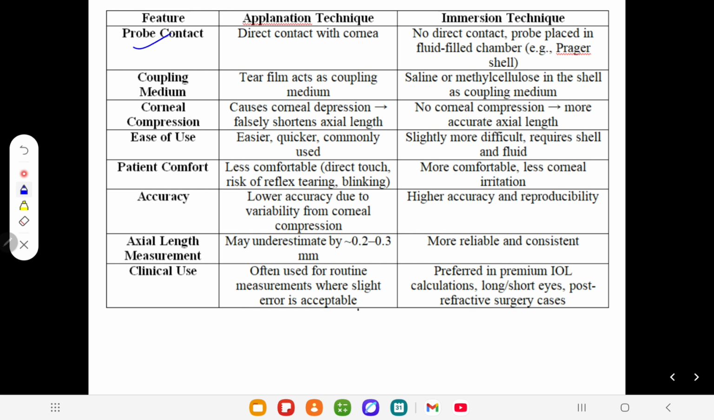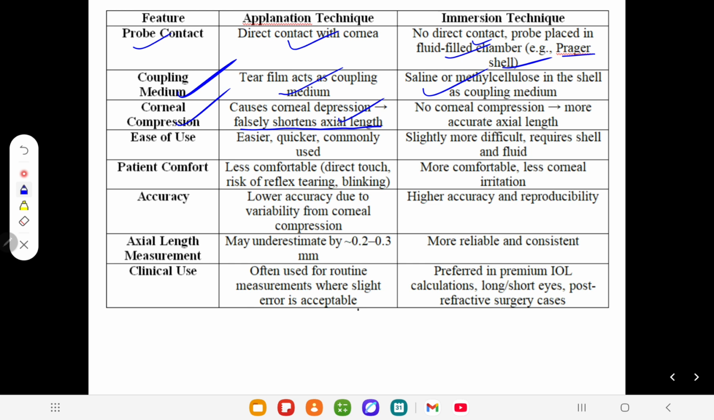Okay, probe contact: yes, it's direct contact in the applanation method. In immersion there is no direct contact, but the probe is placed in a fluid chamber. You have Prager shells or other shells. Coupling media: in case of applanation it's directly the tear film as coupling, but in case of immersion it's saline or methylcellulose in a shell as the coupling medium. Corneal compression causes corneal depression, definitely in case of applanation, and if the cornea is indented, the great disadvantage is that axial length is falsely predicted as short, so that's why IOL power goes up.